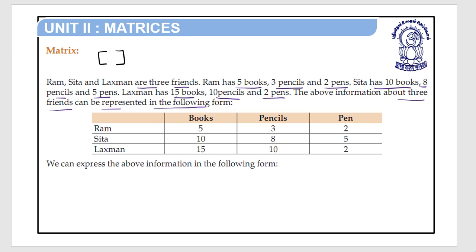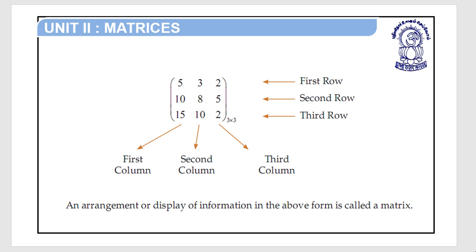Ram, Sita and Lakshman, they have books, pencils and pen. Ram has 5 books, 3 pencils and 2 pen. Sita has 10 books, 8 pencils and 5 pen. Lakshman has 15 books, 10 pencils and 2 pen. Now we can express the above information in the following form.